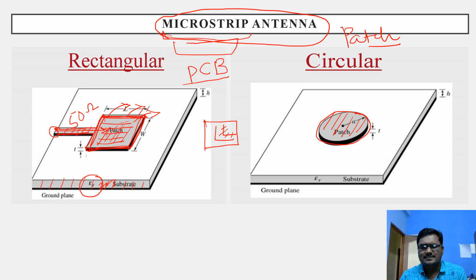Now look at this. In case of circular also we have a substrate material, Duroid, Teflon, cloth, plastic, anything, and on that substrate there is a patch, a conductive layer. Now here also, look at this. In case of circular antenna or in case of rectangular antenna, we have this dark line. Look at this black dark line. What is this actually? It is a ground plane. This I'm talking about, it's a ground plane.